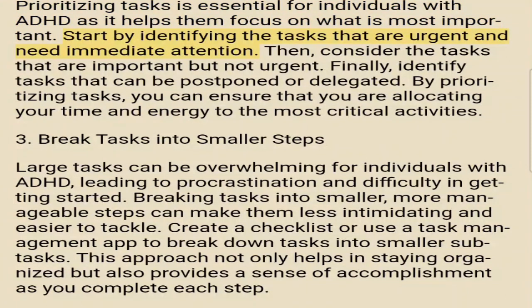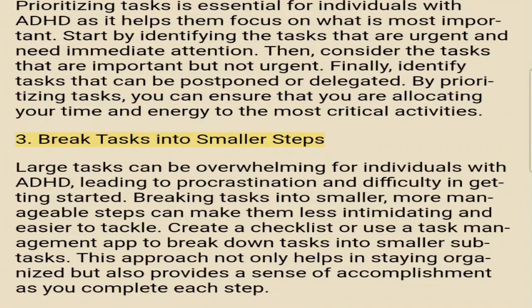Start by identifying the tasks that are urgent and need immediate attention. Then, consider the tasks that are important but not urgent. Finally, identify tasks that can be postponed or delegated. By prioritizing tasks, you can ensure that you are allocating your time and energy to the most critical activities.